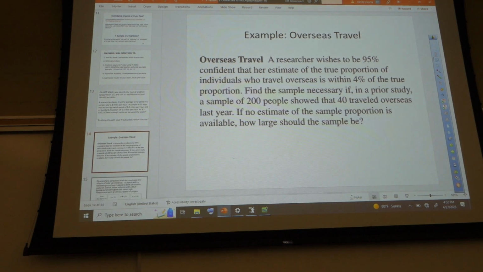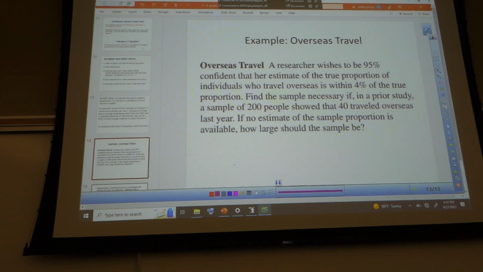Next. Connor, go ahead and read. Researcher wishes to be 95% confident that their estimate of the true proportion of individuals who travel overseas is within 4% of the true proportion. Find the sample necessary if, in a prior study, a sample of 200 people showed that 40 traveled overseas last year. If no estimate of the sample proportion is available, how large should the sample be? Perfect. All right, take 30 seconds with your neighbors.